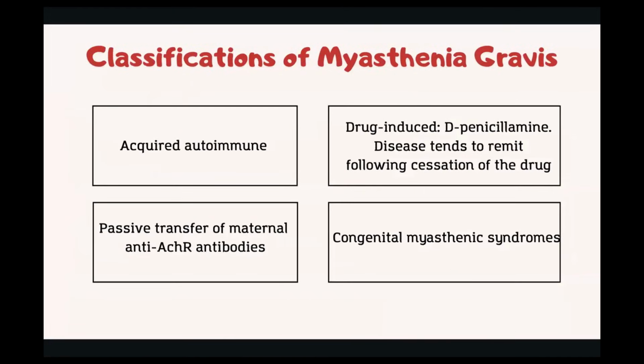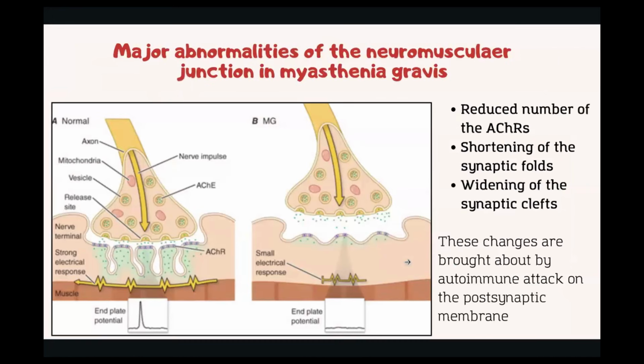We have classifications. We have acquired or autoimmune myasthenia gravis. It could happen because of the passive transfer of maternal anti-acetylcholine receptors. It could be drug-induced, mainly due to D-penicillamine, and it could happen in congenital myasthenic syndromes.